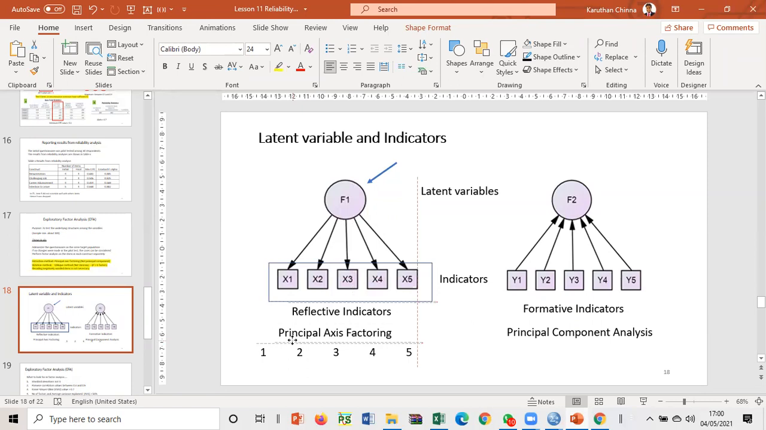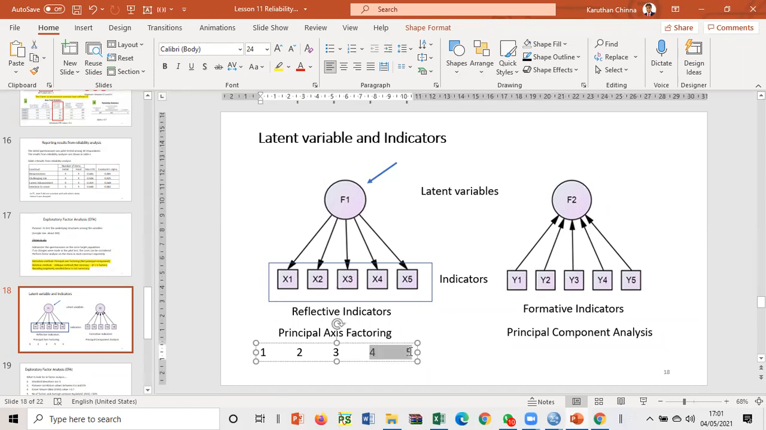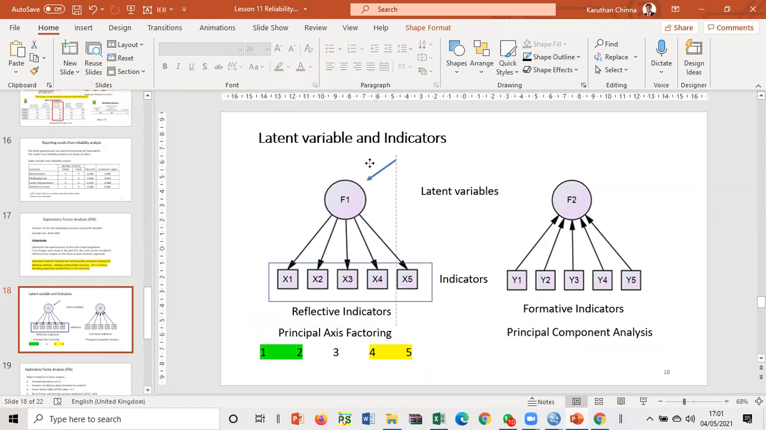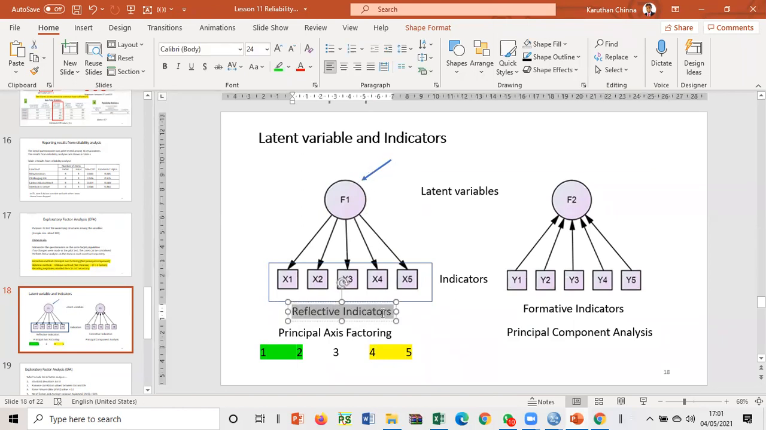Example, each question is answered on a scale of 1 to 5. 4, 5 means they're agreeing. 1, 2 means disagreeing. A person marks, let's say, 4 or 5 for all the questions, he or she is telling us their perception is good. If another person answers 1 or 2 in all items, then he is telling us his perception of remuneration is not happy. So that's called reflective indicators.